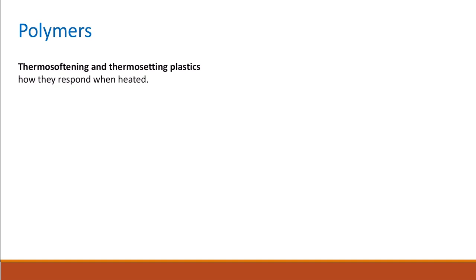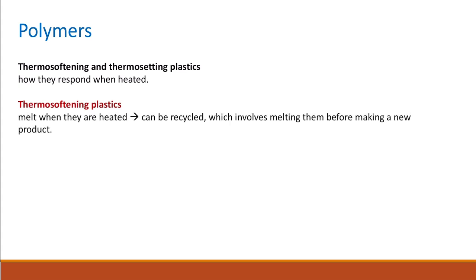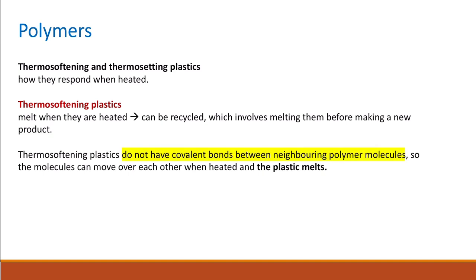In terms of how they respond to heat, we have two different types of polymer: thermo-softening and thermosetting plastics. Thermo-softening plastics can melt when they are heated, so they can be recycled, and that involves melting them before making a new product. Thermo-softening plastics do not have covalent bonds between neighboring polymer molecules, so the molecules can move over each other when they are heated.